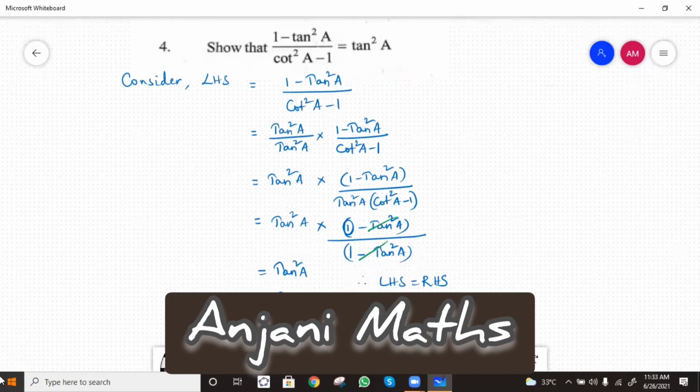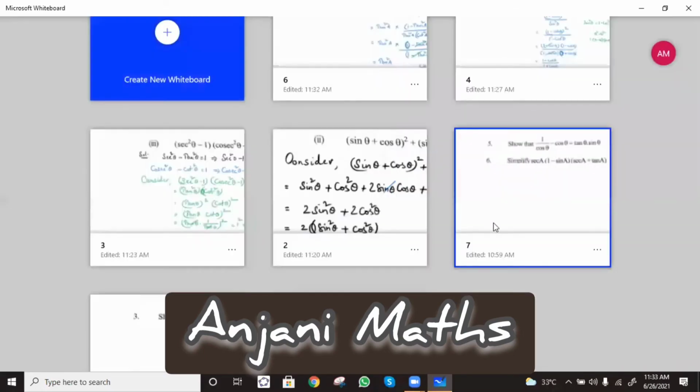So tan square A into cot square A is 1, and tan square A into 1 is tan square A. Here both the numerator and denominator are same. Let us cancel that. So we get tan square A. So therefore, left hand side is equal to how much? Right hand side. In this way, we solve these problems. Let us move to the next one. Let us move to the next problem.